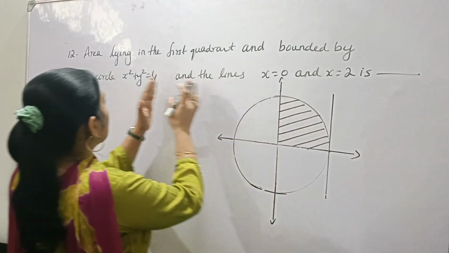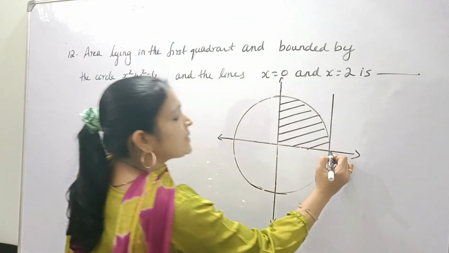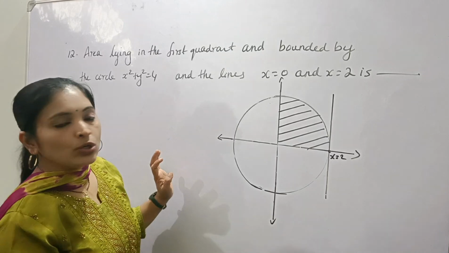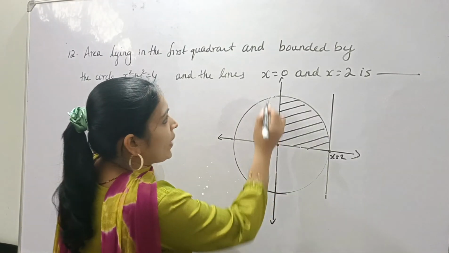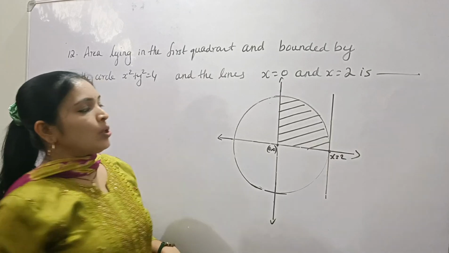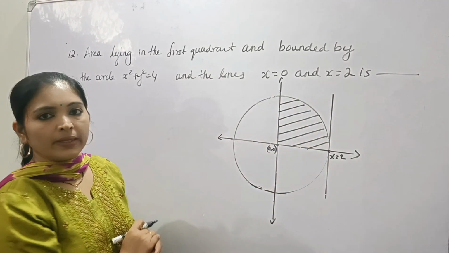See, here 2 is nothing but, what is the radius? 2, right? So it is the point 2, x is equal to 2, and the line is also x is equal to 2, and it is the point 0, x is equal to 0 is this one, right? So here we have to find the area under this circle, right?